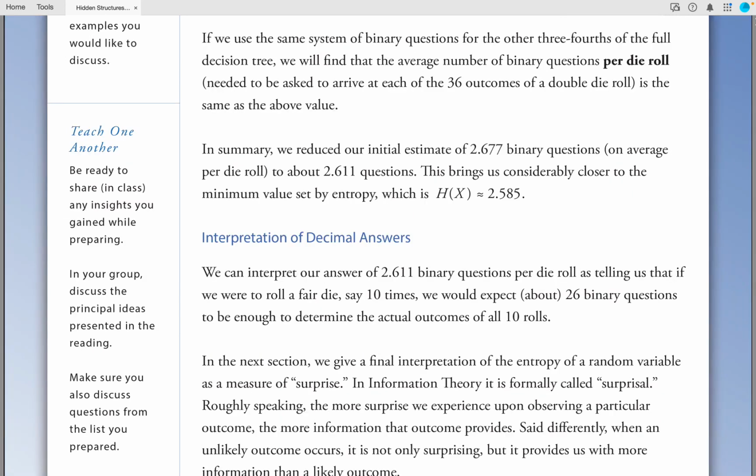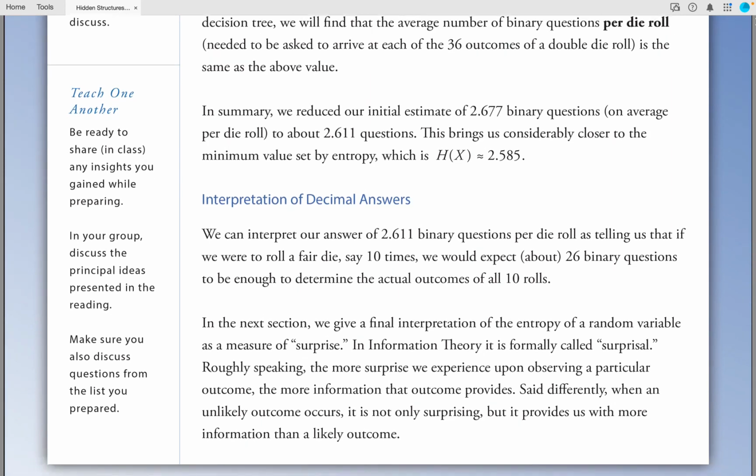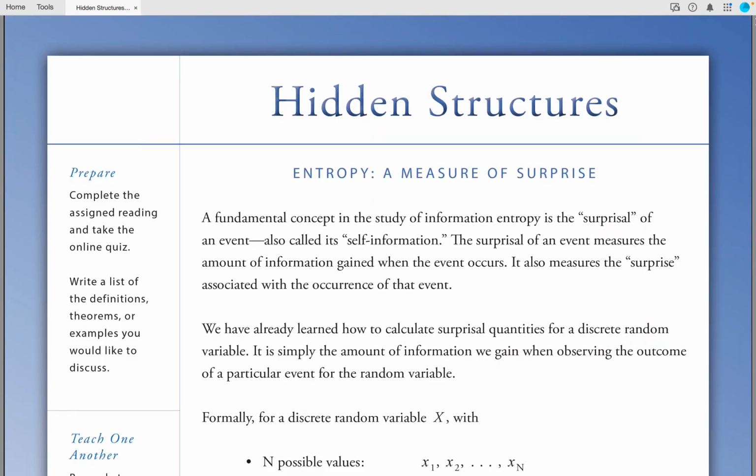In the next section, we give a final interpretation of the entropy of a random variable as a measure of surprise. In information theory, it is formally called surprisal. Roughly speaking, the more surprise we experience upon observing a particular outcome, the more information that outcome provides. Said differently, when an unlikely outcome occurs, it is not only surprising, but it also provides us with more information than a likely outcome. In the next part of this series, we will look at entropy as a measure of surprise.